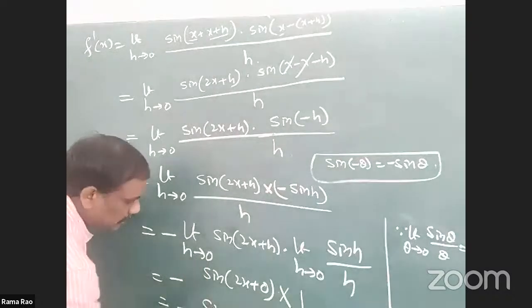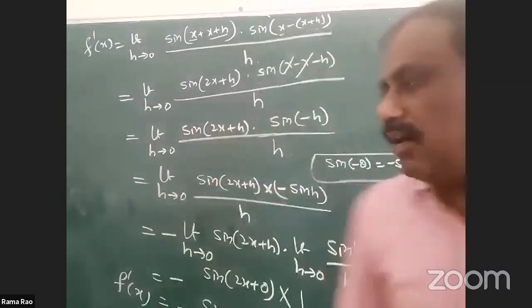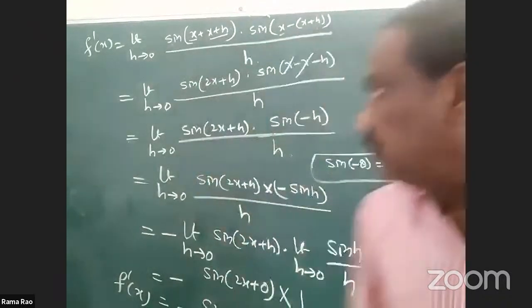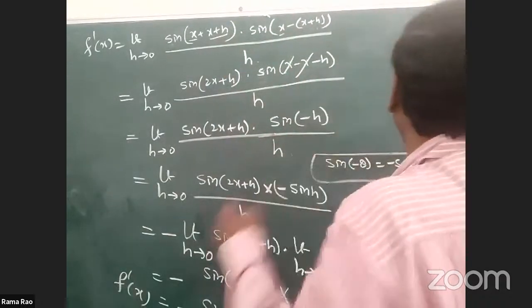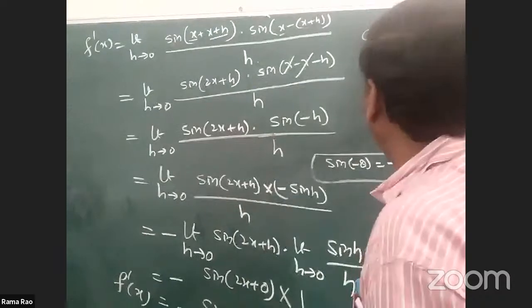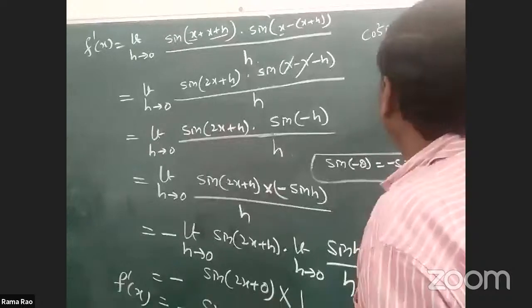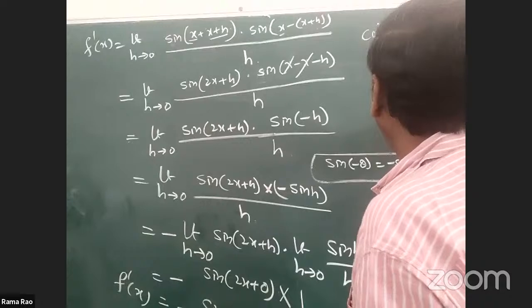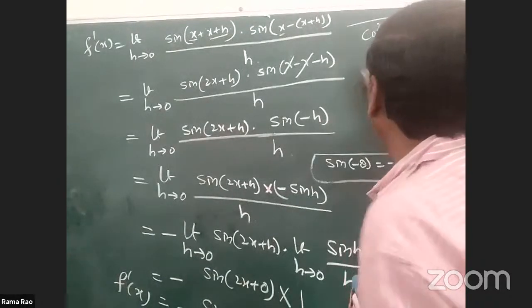Sine 2x. That is the derivative of cos square x. Cos x derivative is minus sine x. Here only this formula is very, very important: cos square b minus cos square a is equal to sine of a plus b into sine of a minus b. This is a very, very important formula.